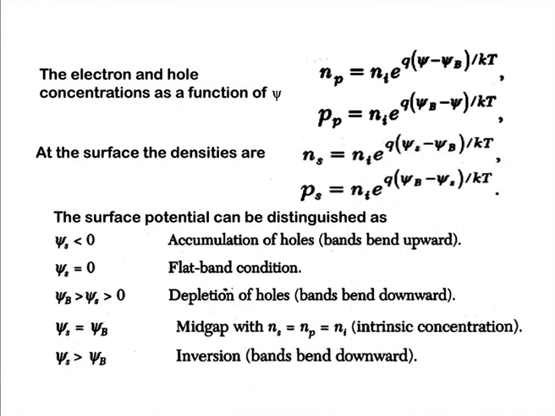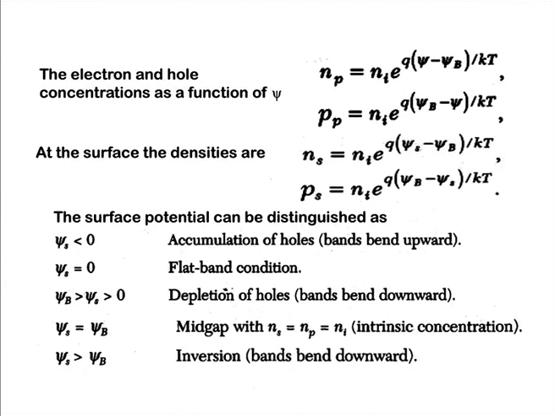So, now we can calculate the electron and hole concentration in terms of electrostatic potential. So, Np equals Ni e to the power q (psi minus psi b) upon kT. Similarly, for holes you can see on the screen, and at the surface the densities we can write as Ns, the electron concentration at the surface, and Ps, the hole concentration at the surface. By using these equations, the energy levels Ei and EF have been replaced by psi and psi b, and at the surface the potential is psi s.